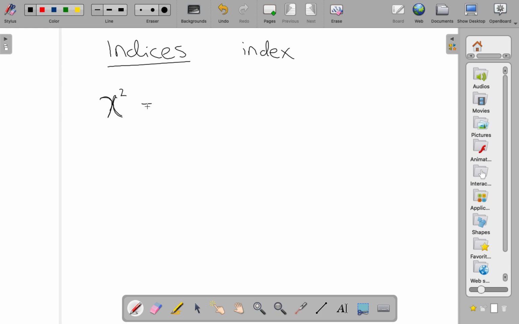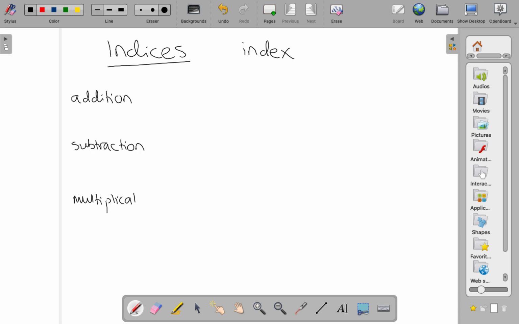So we could also write this as x times by x. This is sort of normal notation, and then this is called index notation. That's where the word indices comes from. It basically refers to the index form of different numbers. So we've got several rules. We've got the addition rule, the subtraction rule, and the multiplication rule.